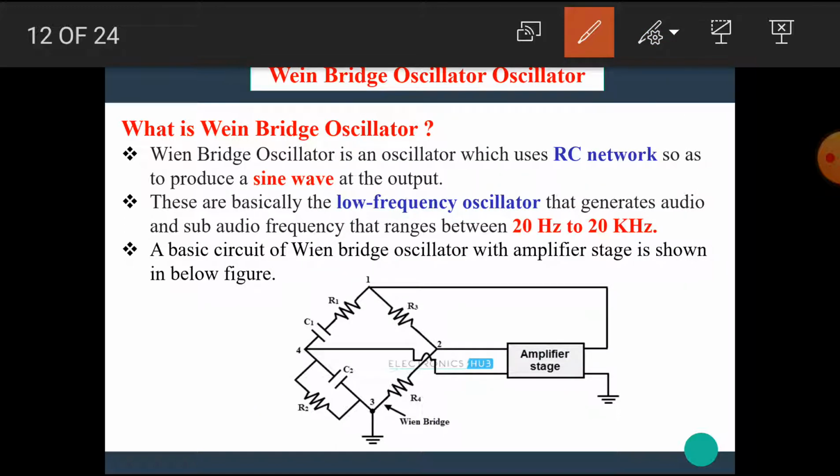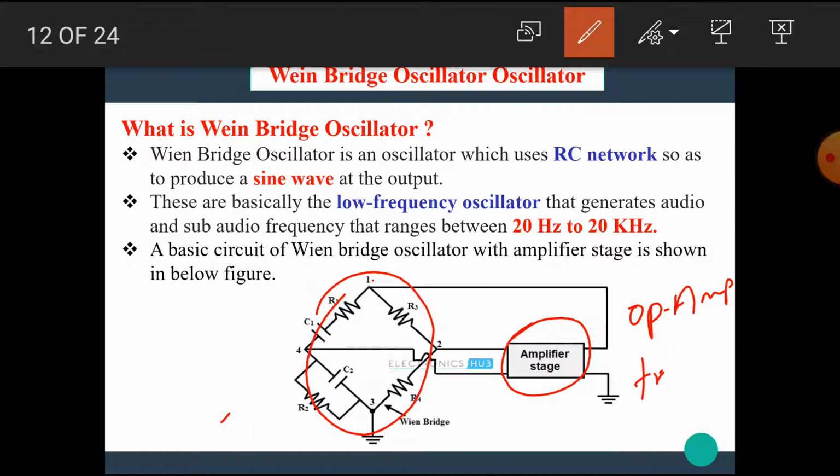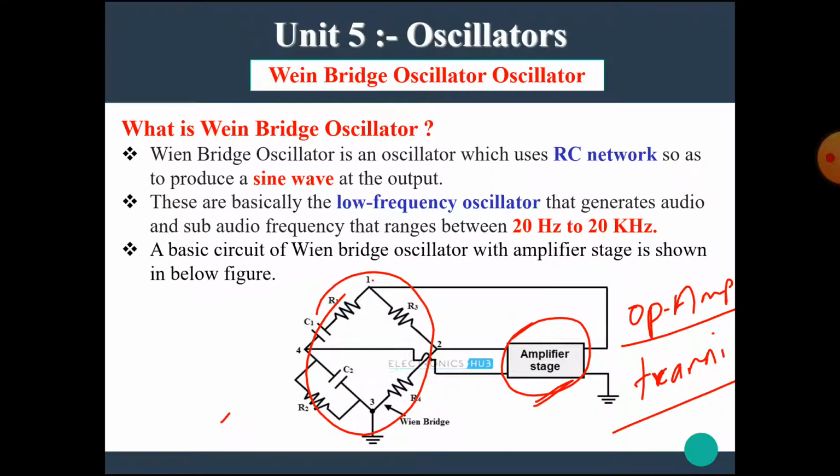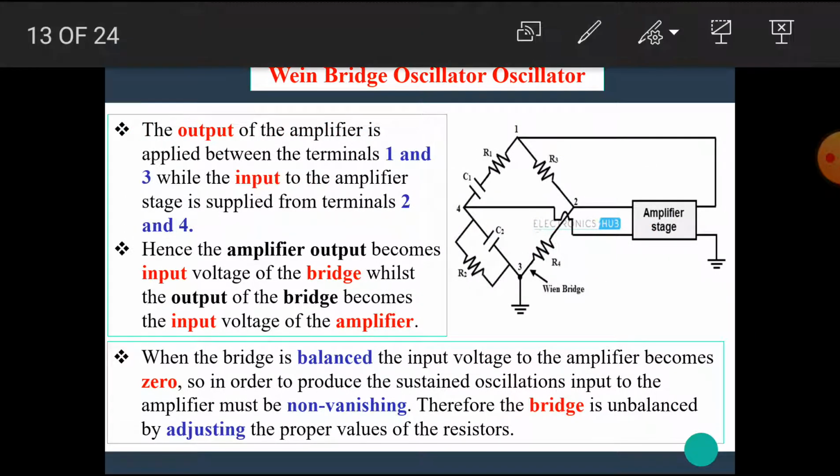This is the figure of Wein bridge oscillator, in which we can see here that this is the Wein bridge and here the amplifier stage is used. The amplifier stage may be made up of op amp, that means operational amplifier, or may be made up of the transistor amplifier. That means here we can use two types of amplifier, the op amp amplifier and the transistor as an amplifier.